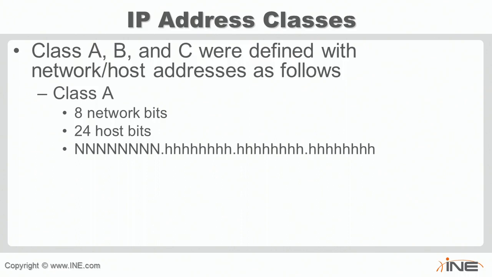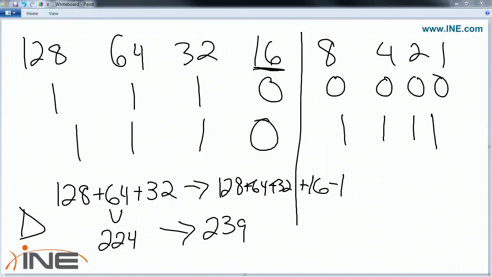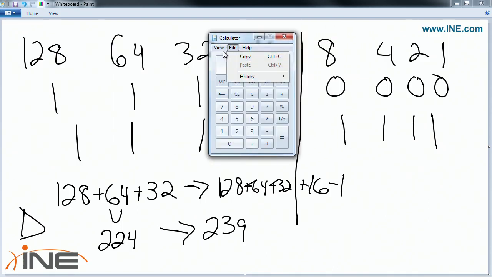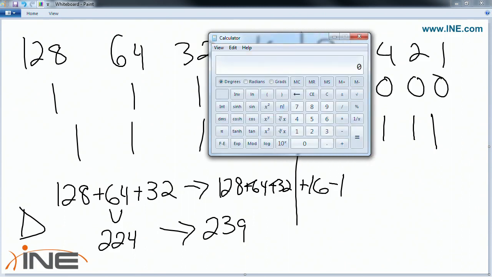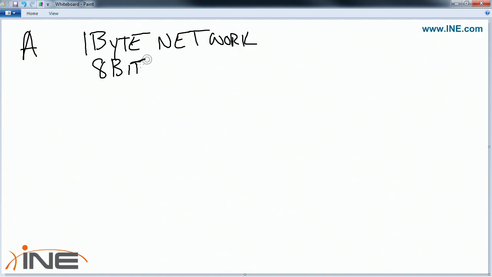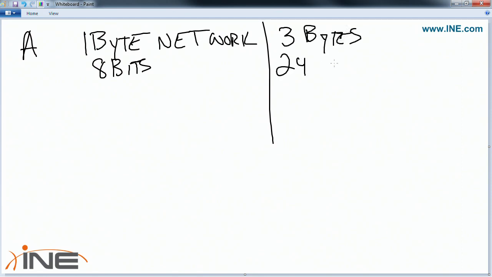So if we were to think of this in binary, for class A, we would have 1 byte for the network, or in other words, 8 bits. And then the rest of it is going to be left over for the host. So the host address is going to have 3 bytes, which is 24 bits.